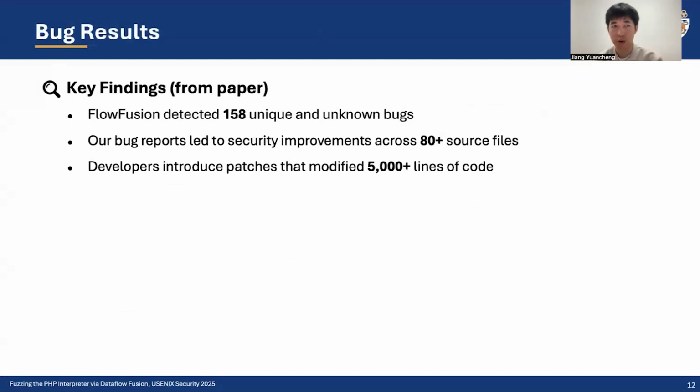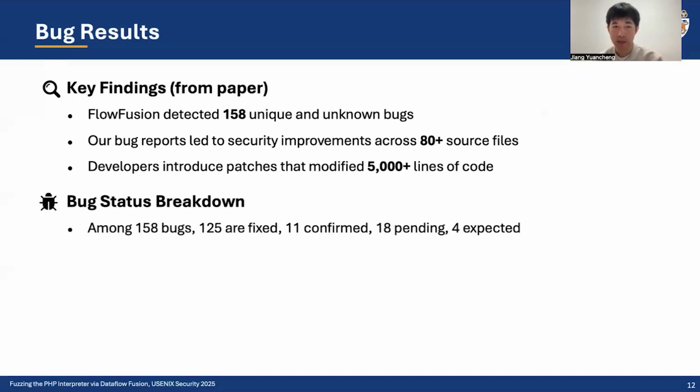Then let's move on to the evaluation. I would like to first present our bug results. From the paper, the key findings are that we detected 158 unique, previously unknown bugs. Our bug reports have led to security improvements across more than 80 source files, and the related patches have modified more than 5,000 lines of code in the PHP source code.